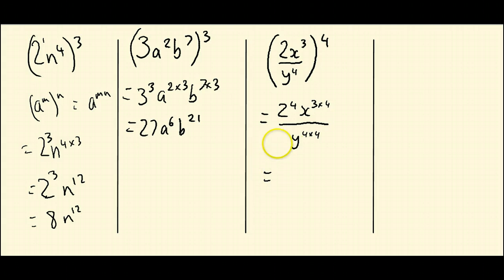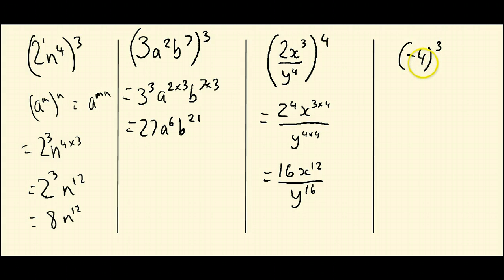Okay, let's try and simplify that. 2 to the power of 4 is going to be 16. And then x to the power of 3 times 4 is 12, x to the power of 12. And y is going to be to the power of 16. There we go. That one's done too. Okay, here's one more problem. It's good to work through.